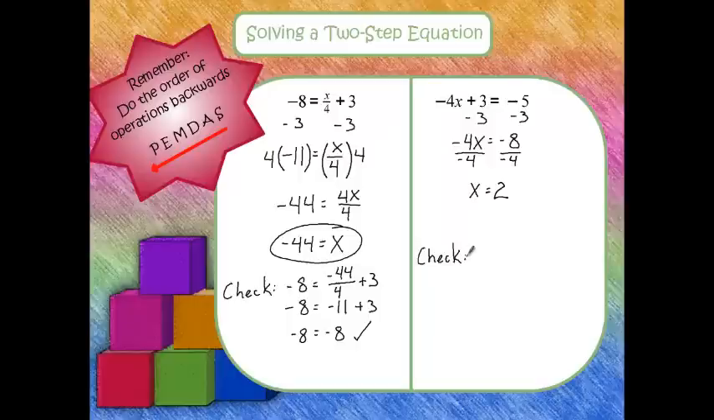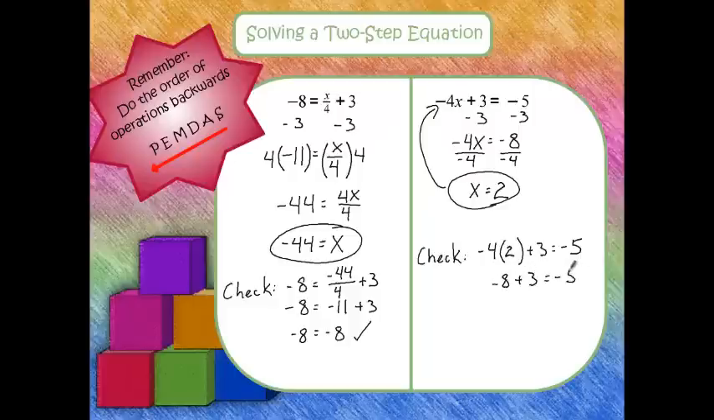I'm going to take my x equals 2. I'm going to stick it back into the original equation. So negative 4 times 2 plus 3 equals negative 5. Multiplication comes first. Negative 4 times 2 is negative 8 plus 3 equals negative 5. And negative 8 plus 3 is negative 5. So this, once again, checks.